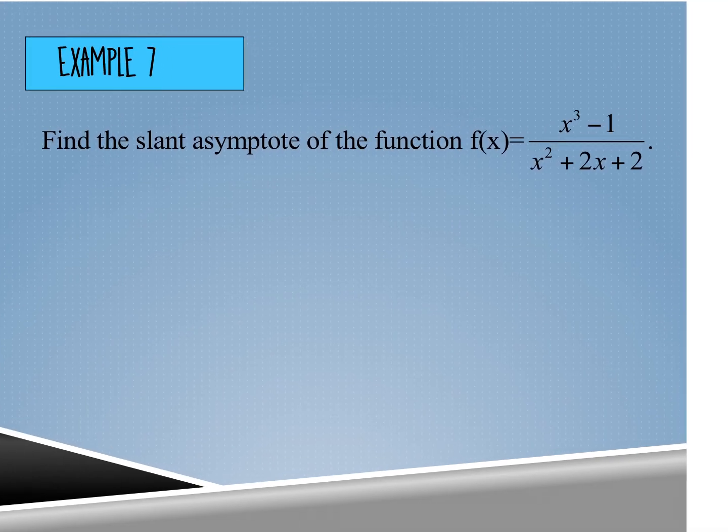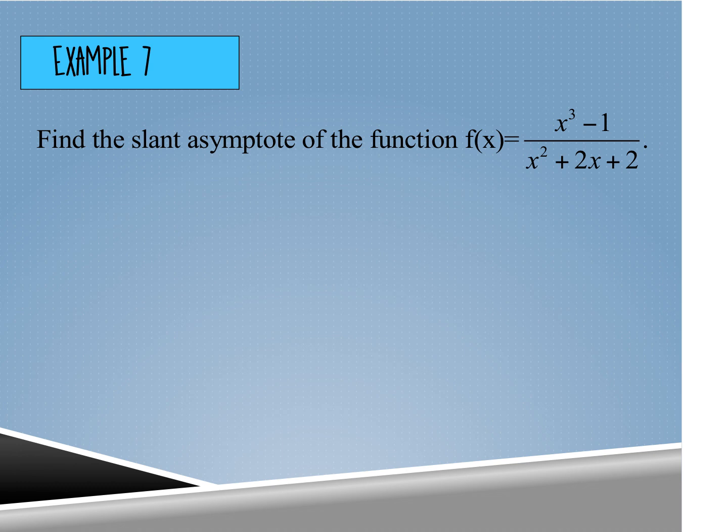All right, example 7. Again, we're finding the slant asymptote. Because the degree of our numerator is just 1 bigger than the degree of the denominator, we have to find the slant asymptote. What's going to go inside the box? X cubed plus 0x squared plus 0x minus 1. You need those placeholders in there. Especially when it's inside the box, you have to have those zeros there. And then outside, we have x squared plus 2x plus 2.